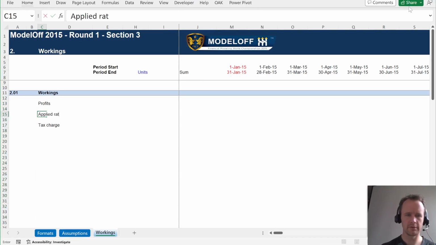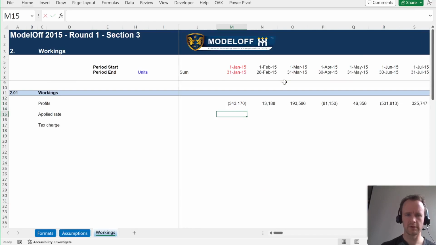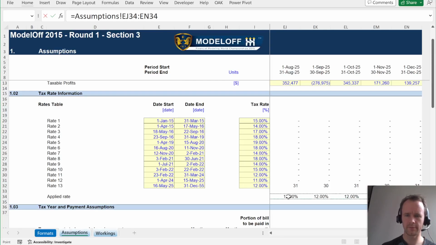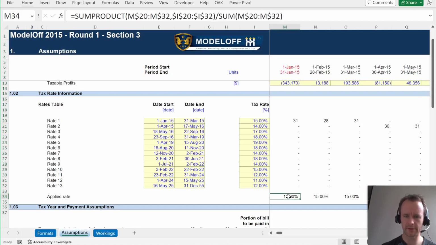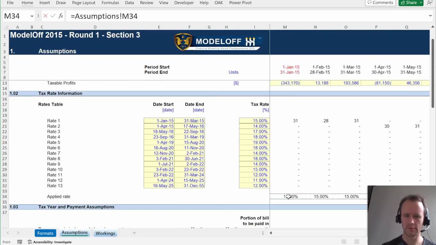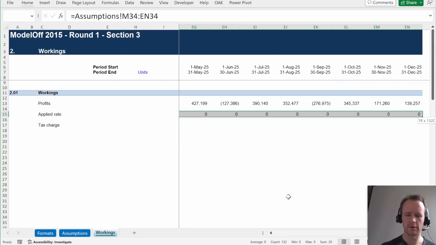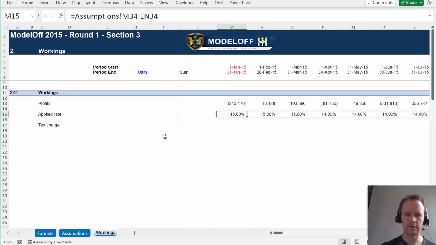Applied rate, and then the tax charge, just to have everything together in one place. So that's the profits. This is the applied rate. Nope, that's not the applied rate because I've got to go all the way back to the start. Try that again. And we'll make that percent 2 decimal places. So then the tax charge is just this times this.